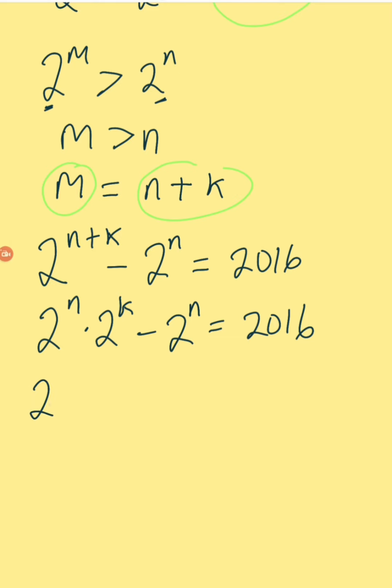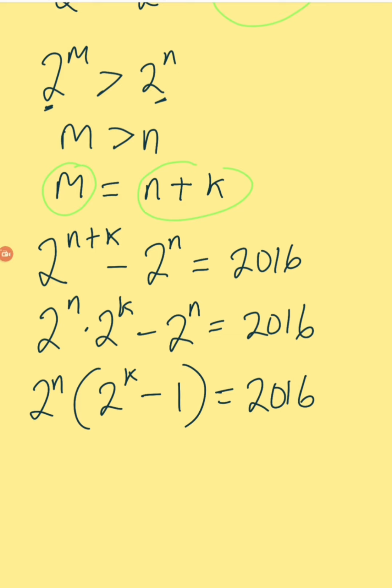You can now factor out 2 power n, which is common. So you'll have 2 to the power of n times 2 to the power of k minus 1, because 2 power n times 2 to the power of k gives 2 to the power of n times 2 to the power of k, and 2 to the power of n times negative 1 gives negative 2 to the power of n. Then everything is equal to 2016.